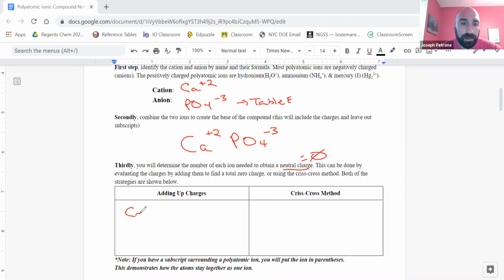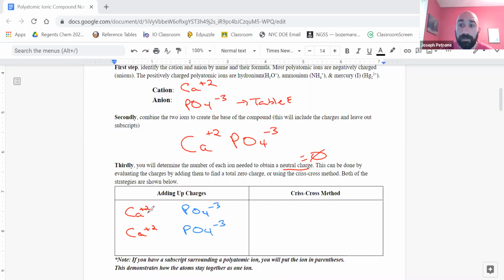So if we take 1 calcium +2, and then a phosphate, -3, +2 and -3 is going to give us a total charge of -1. So we're not ready yet. So we have -1, we need more positive to balance that out. So we'll throw another calcium on, Ca +2. Now we have 4 on the positive side, and then 3 on the negative side. Now we have more positive than negative. So we'll add on another phosphate because that has our negative charge. PO4, -3.